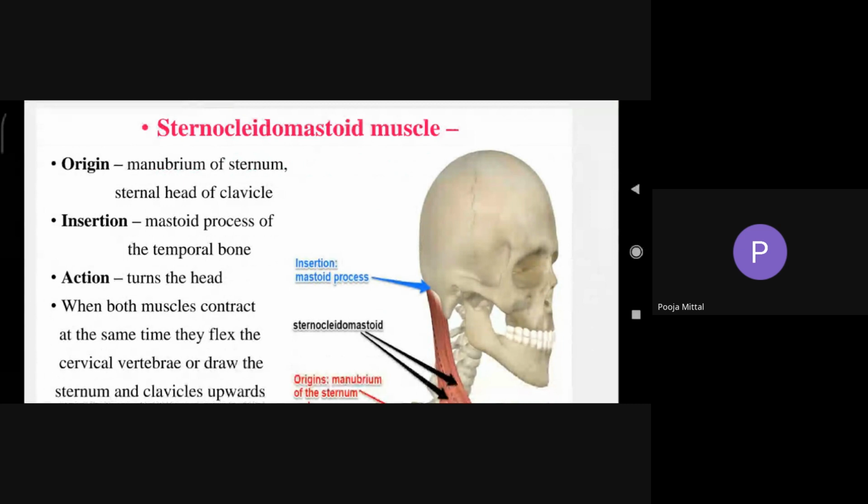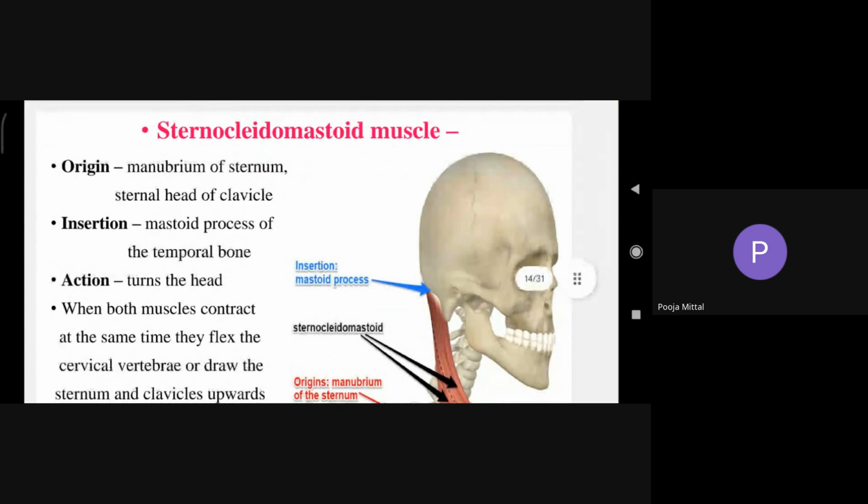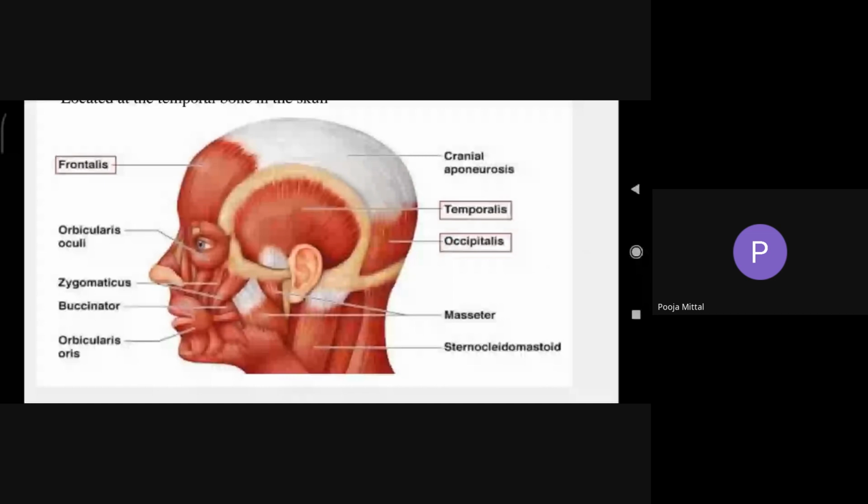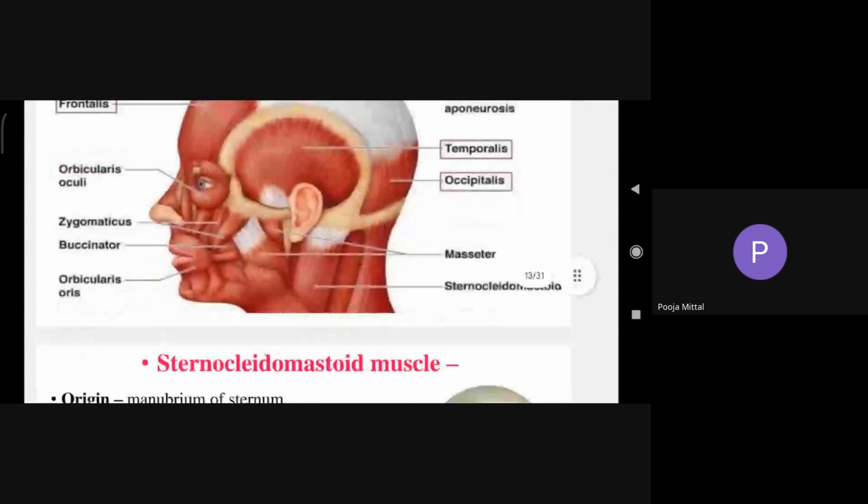Ma'am, sorry to disturb. Why is it showing white in color in the picture? Which one? The muscles' color. The white colors you see in between muscles are the tendons. Everywhere you can see the white color portion in between the muscles, those are the tendons which are connecting muscles to bone. Okay, ma'am. Yes, thank you.